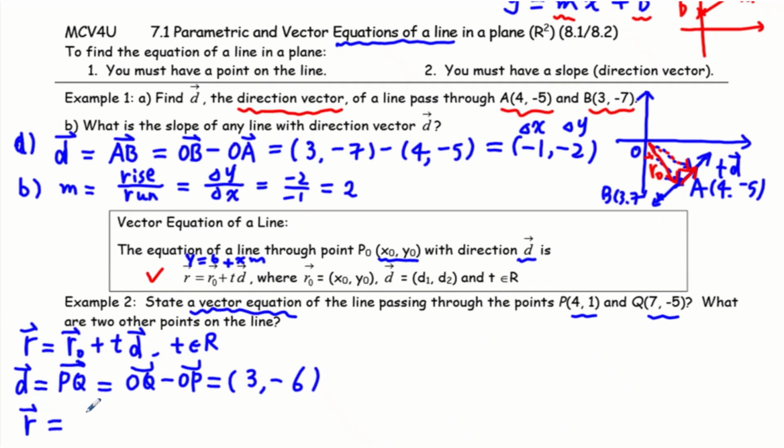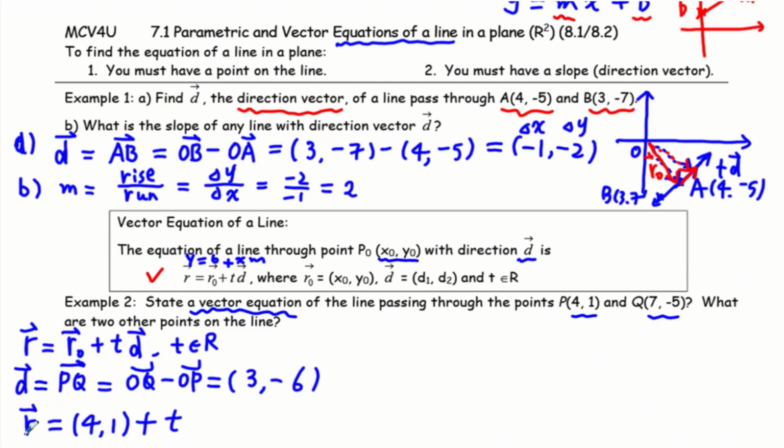vector equation out. So we sub in any of these points. Both will give you the same line. So we could just pick for 1 the point P. This is OP, then plus T. This is X variable. So in our vector equation, we need to have the vector R, and also we need to have the T left.